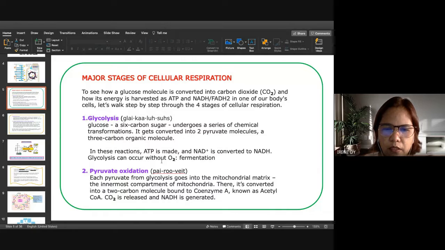Now, each pyruvate from glycolysis goes into the mitochondrial matrix. Mahalaga rin, class, that you know what part of mitochondria this occurs. I think this depends on the kind of species, pero syempre, this is very general. So now we are only talking about us, humans. There it's converted into a 2-carbon molecule bound to coenzyme A, also known as acetyl coenzyme A.